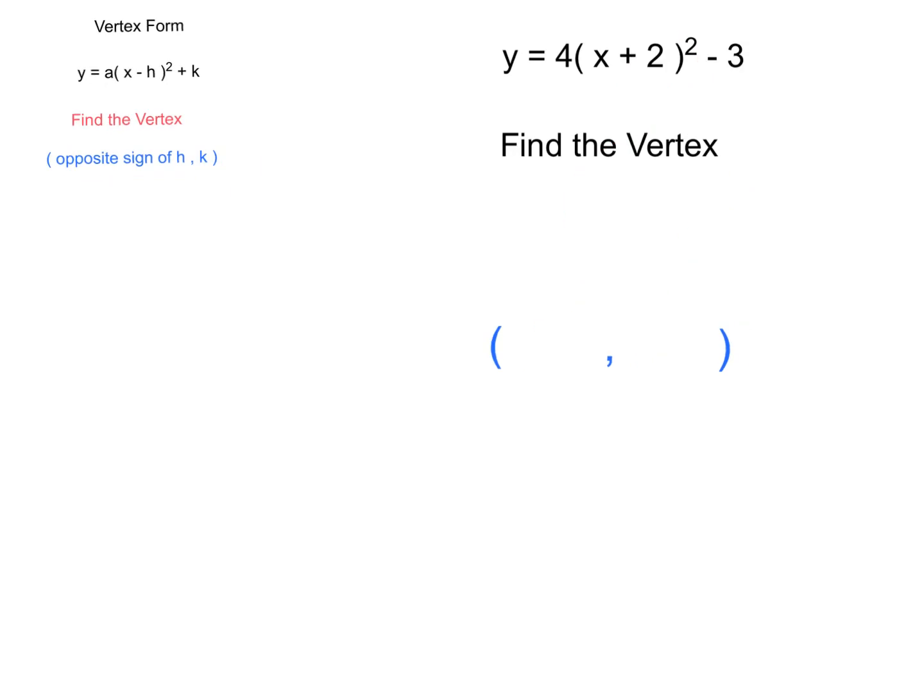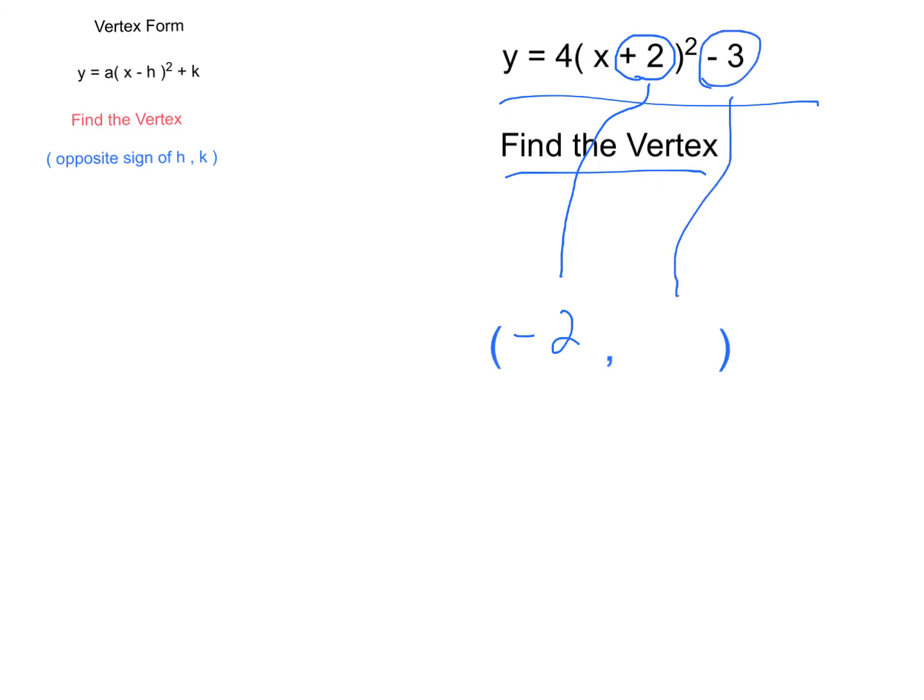Alright, let's look at another one. So again, vertex form is showing. You're asked to find the vertex. So again, I'm going to take the opposite sign of this guy. So that's negative 2. And I'm just going to take whatever this is. So that's negative 3. And there's your vertex. Pretty easy.